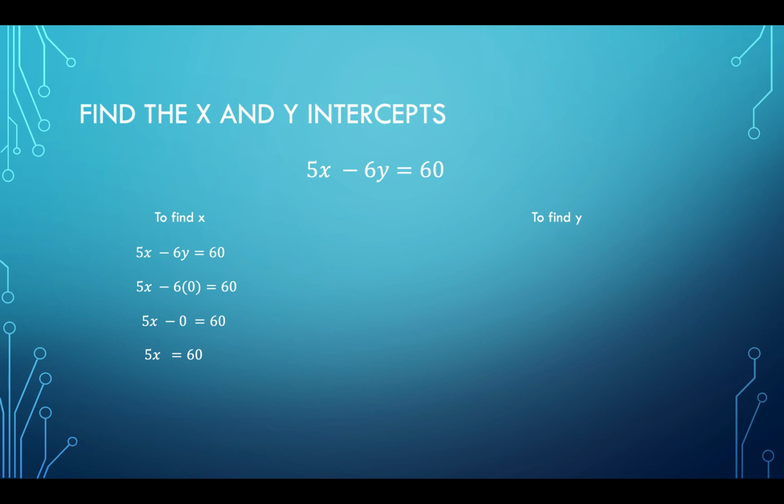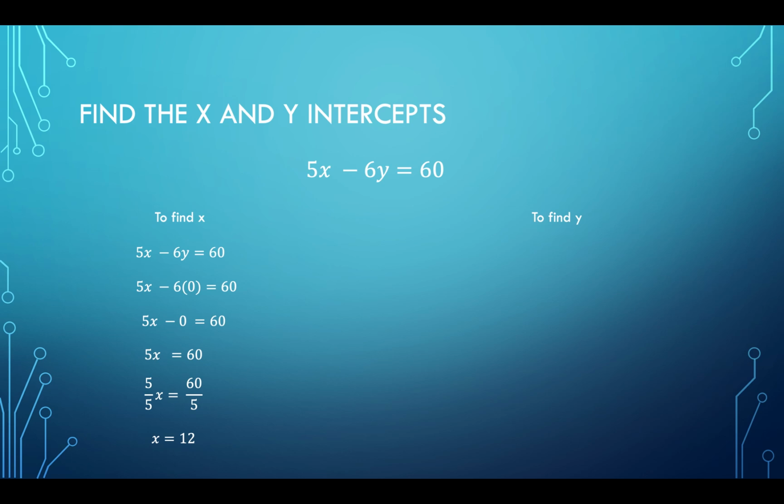Because it's 0, you don't have to add or subtract by anything, so we're left with 5x is equal to 60. And now at this point, we have to solve for x. And the way to solve for x is to divide each side of the equal sign by 5. So we get 5x divided by 5 is equal to 60 over 5. We can plug it in our calculators. 60 divided by 5 gives us 12. So our x value is 12.